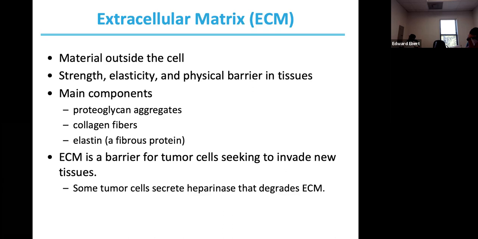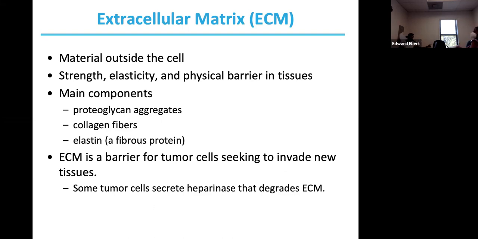So that's why a lot of times something that may infect your kidney can't infect your liver, because there's this ECM barrier between the two. The main components of this are things like proteoglycan aggregates and collagen fibers. Collagen plays a huge amount in there.